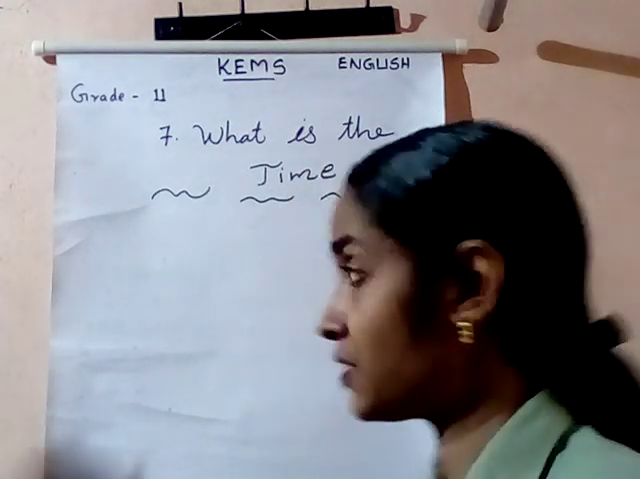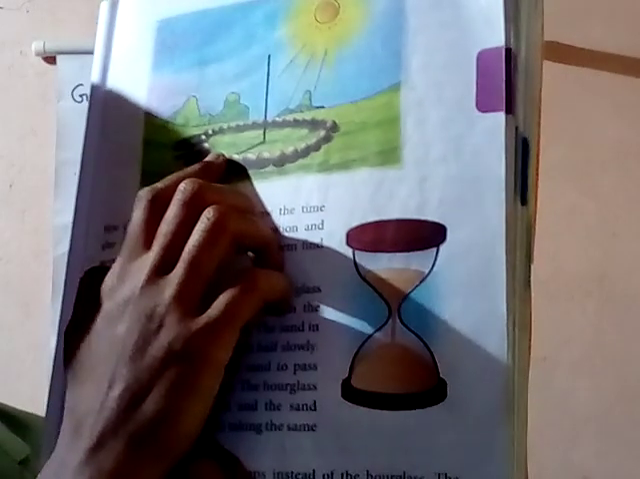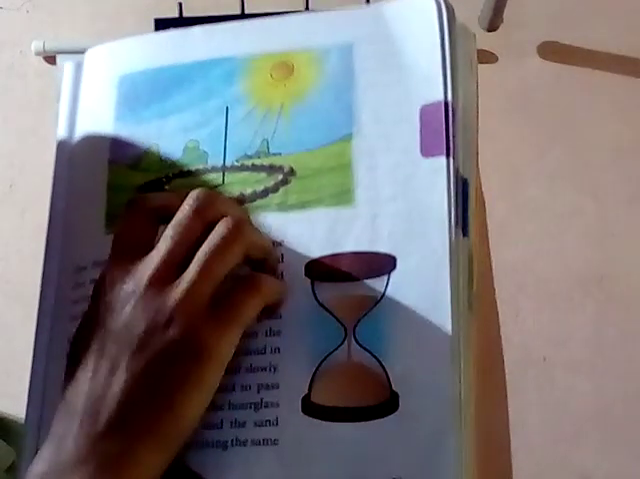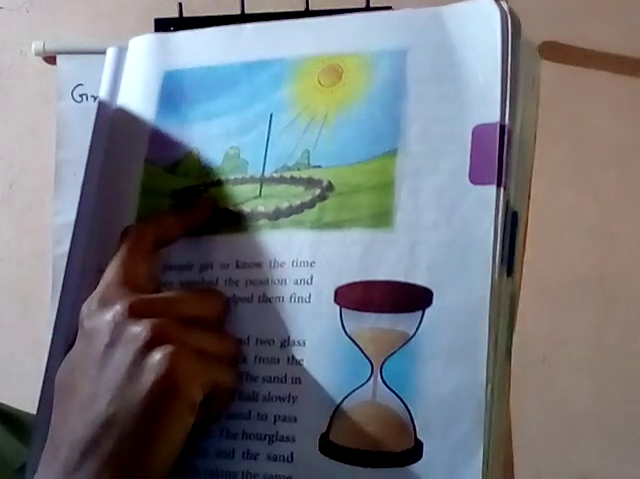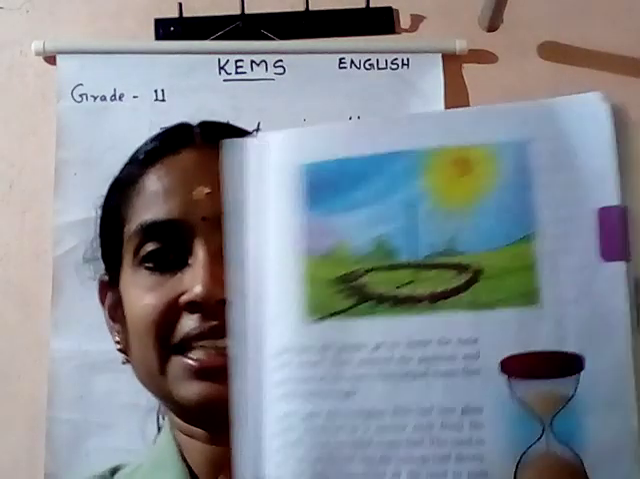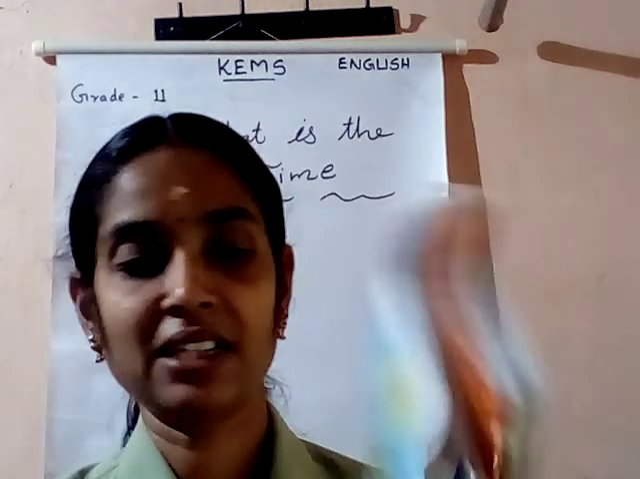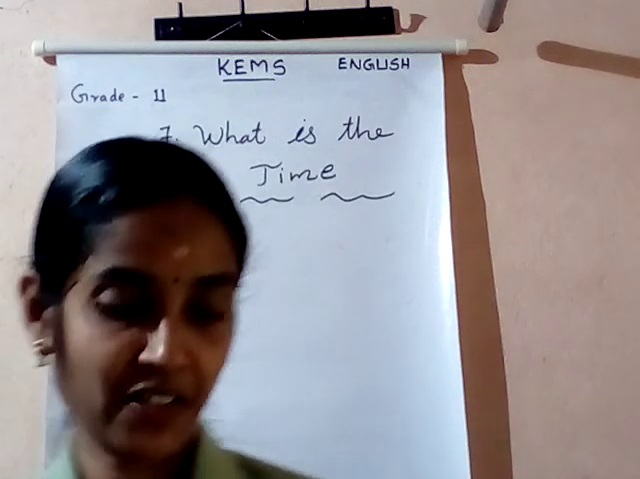So, the shadow will be at the first stone. They tell the time: 1 o'clock. And next, the movement of the sun changes, and the shadow of the stick goes to the next stone. So the people tell the time, 2 o'clock, 3 o'clock, like that. Okay. And this is called the first sundial. Clear? Then, next page, page number 51.